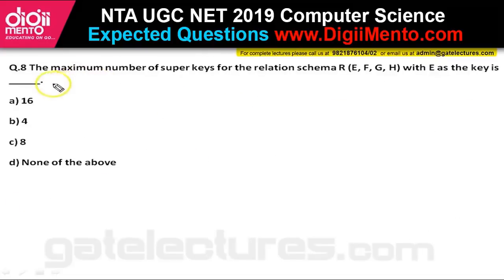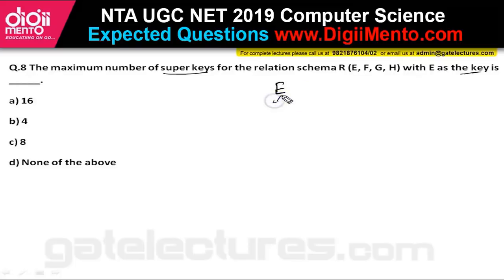So we have our next question, which says the maximum number of super keys for the relation schema E, F, G, H with E as the key is. So we have to tell how many super keys can be found when E is already given as our candidate key. Okay, so this question can be solved in many ways. One of the ways is by solving it manually, or I will also give you the direct formula for this. They are saying E is our key.